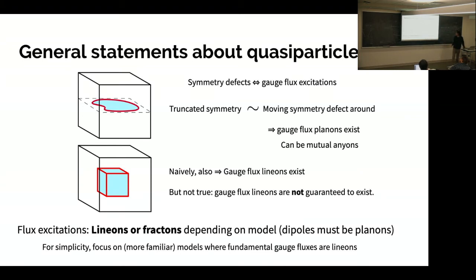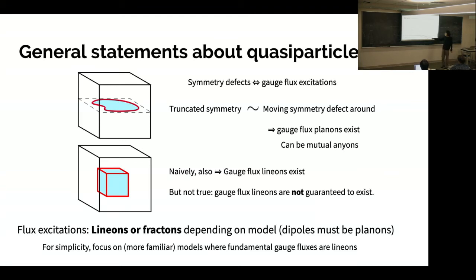Naively, you might also think, okay, well, I could also act with a symmetry on a truncated cube like this, and this looks like it's moving symmetry defects only along the edges. And this would lead to the fact that gauge flux linons exist. But that's actually not true generally, and there's a subtle reason why this argument doesn't work.